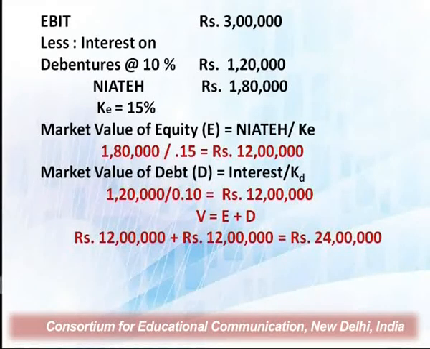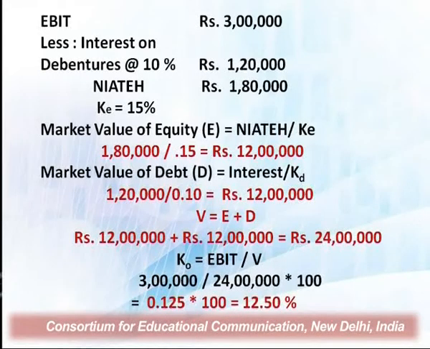So in this way, for the traditional approach, we have actually used the same formula which is given in the NI approach, right? Now we can calculate the overall cost of capital by this formula, EBIT by value of firm. EBIT is rupees 3 lakh, value of firm is 24 lakh rupees, multiplied by 100 because we want the answer in percentage, and the overall cost of capital becomes 12.50%. So in this way, we have attempted to understand how to calculate value of firm as well as aggregate cost of capital, or overall cost of capital, by using the traditional approach in our capital structure decision, right?